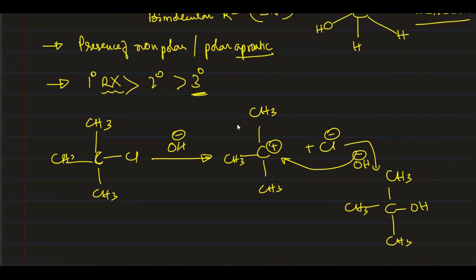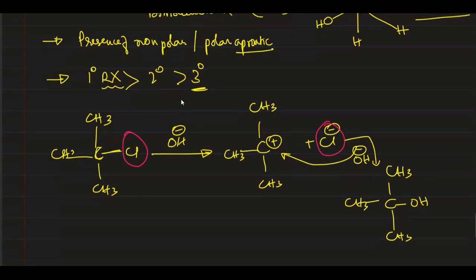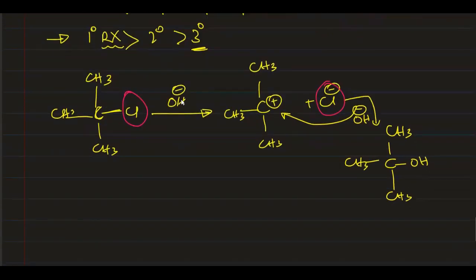So here what is happening? First the leaving group, the Cl, was leaving. Leaving group means the group which is supposed to be replaced. So that is going first. Then nucleophile is attacking. So this type of reaction is slightly different. Though both are nucleophilic substitution only, this is slightly different.